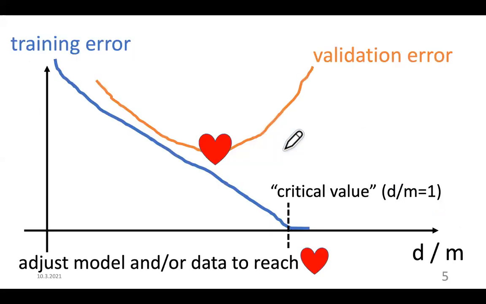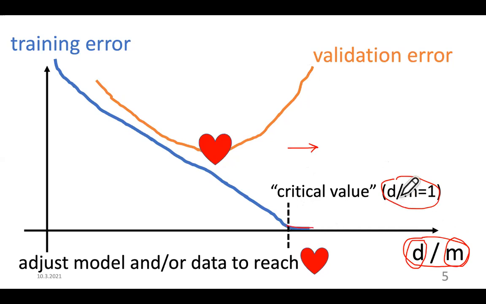So I have shown here in a simple plot the validation error that we get for different models and different training sets as a function of the ratio of effective dimension D. So this D is the size of the model, and this M is the size of the training set, or the number of different data points in the training set. And as soon as this ratio goes above 1, which I call the critical value, there's a very high chance that you will overfit. So the validation error goes up, but very unintuitively, the training error becomes 0.